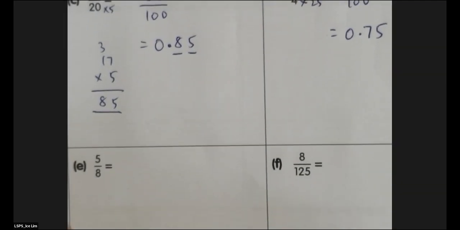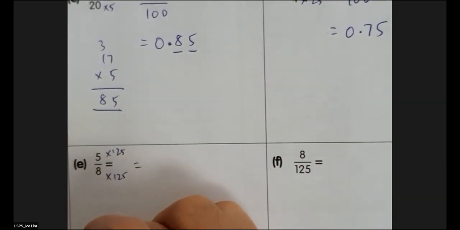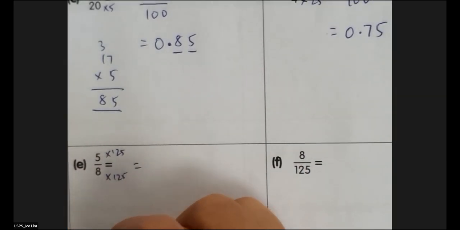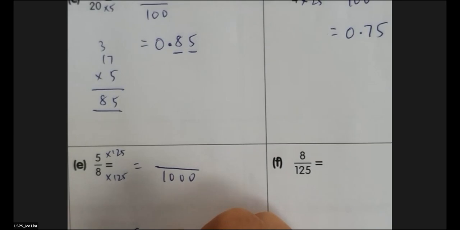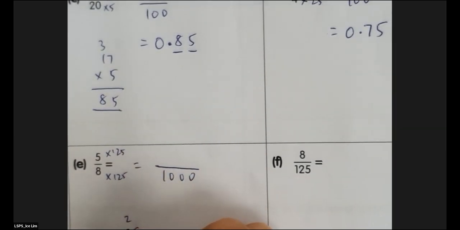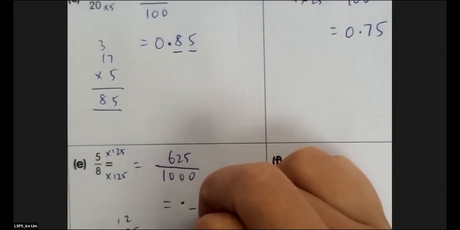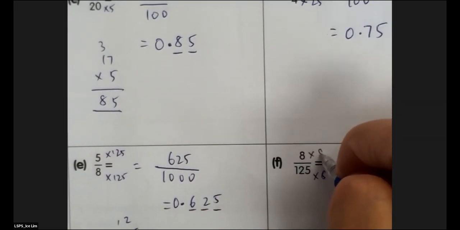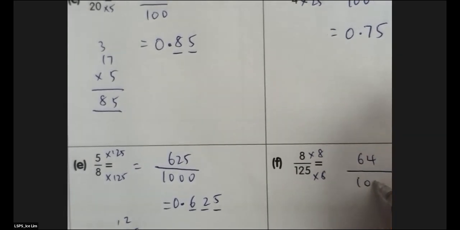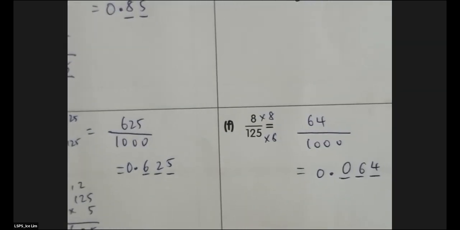This one, 8 times 125. 125 times 5, so it'd be 1,000, right? 1,000. And then 625. So after the decimal point, there are 3 spaces, 0.625. Okay, times 8 is 64 out of 1,000. Then after the decimal point, you have 3 spaces. So you put in the number, don't forget the 0.064.